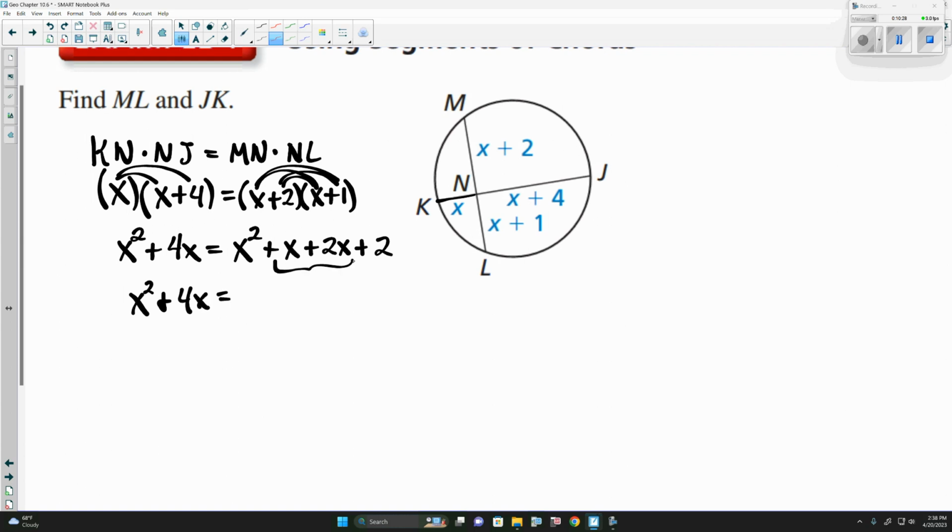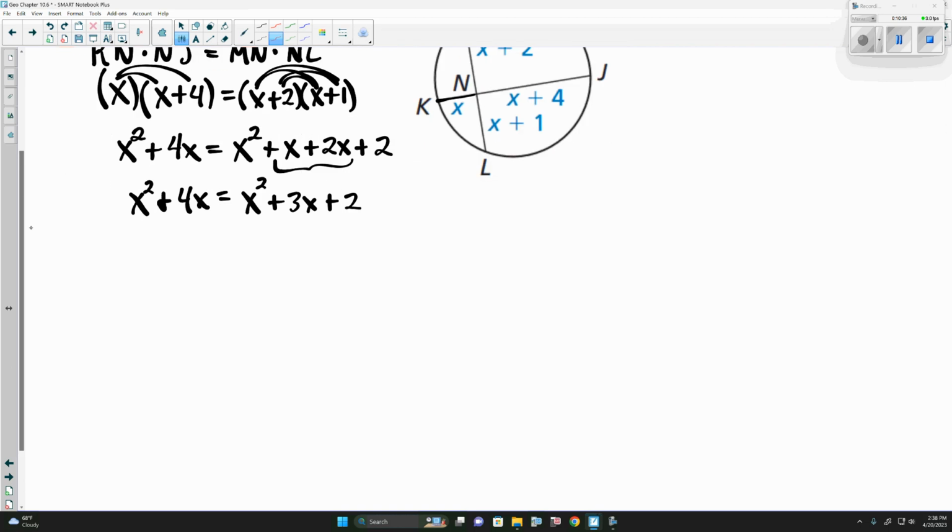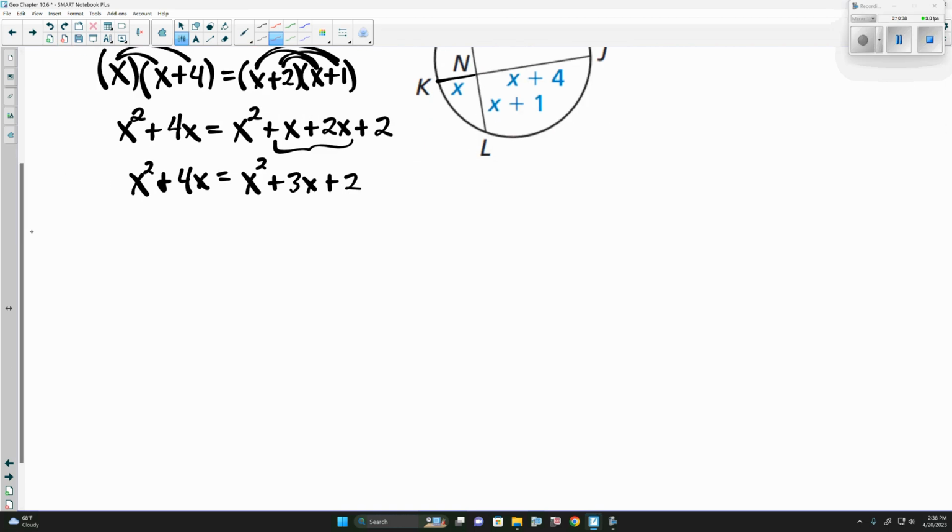The only like terms that we have are x and 2x. So x plus 2x gives us 3x. Now, we've done a little bit of solving with quadratics. We will get more into it, especially in Algebra 2. But one of the biggest things is to try to get the x squareds on the same side. So what we can do is subtract x squared from both sides.